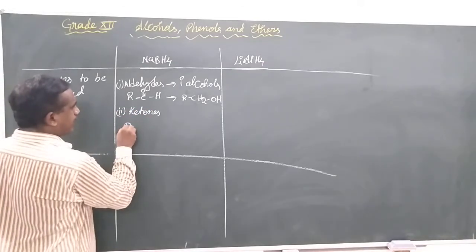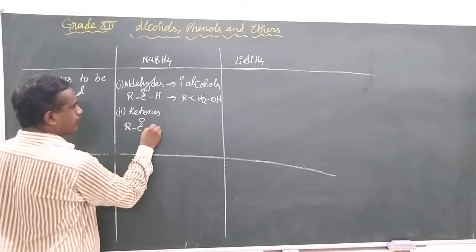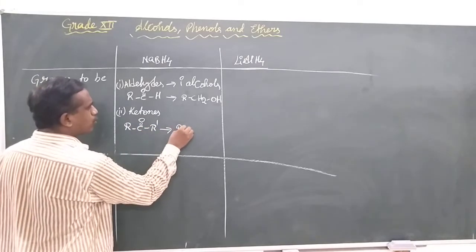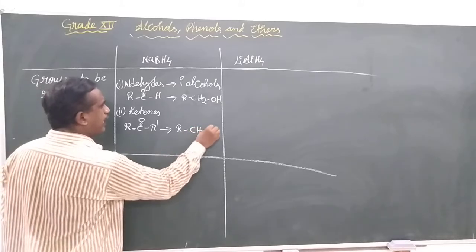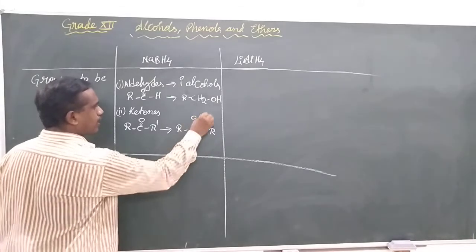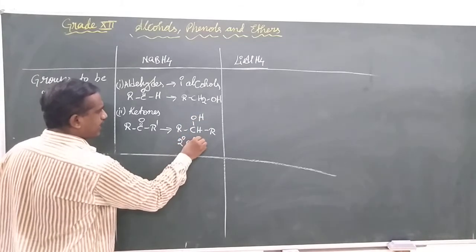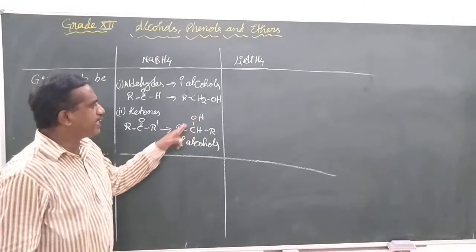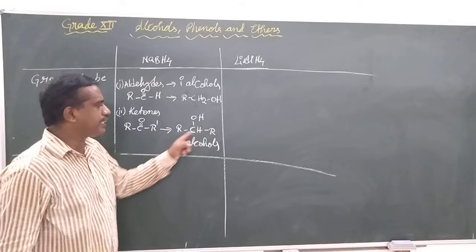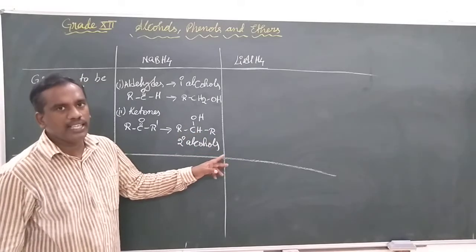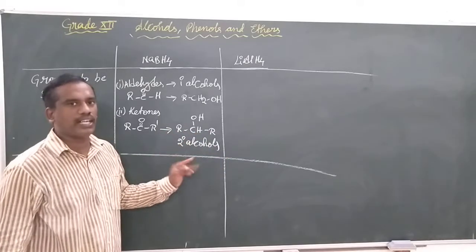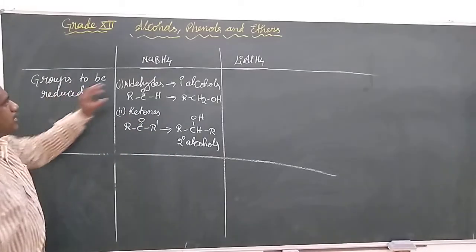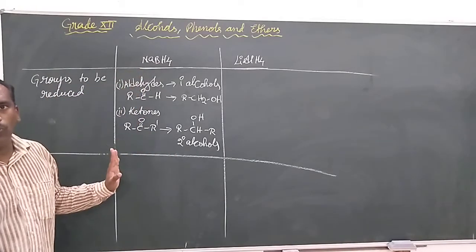the groups like R, C double bonded O, R dash, they are going to be reduced to secondary alcohols. Meaning the OH attached carbon is again in turn attached to other alkyl groups, so they are called secondary alcohols. These are only the two functions that the sodium borohydride can do.